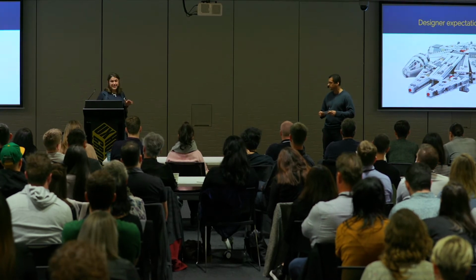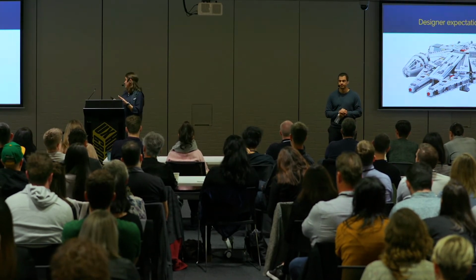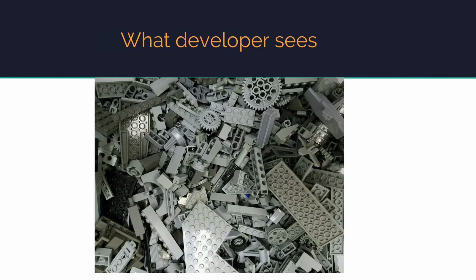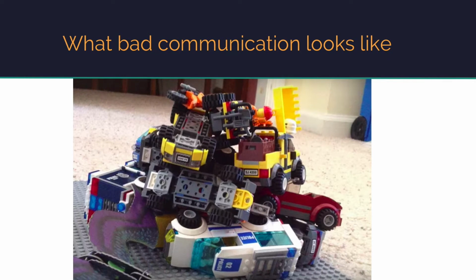Imagine, that's what the designer expects. A beautiful design, all put together. All the elements come in the right place, at the right spot. It will fly. It will be beautiful. That's what the developer sees. Doesn't matter what color it is. It doesn't matter where it goes. It's just blah, blah, what designers said. And that's what bad communication looks like.